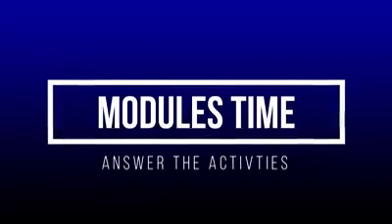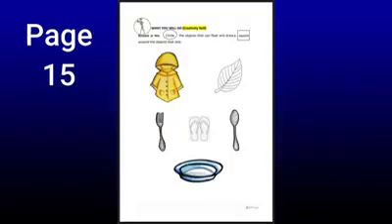Time now to go to your modules. On page 15, bilugan mo ang mga object na buoyant or pwedeng lumutang. Yung mga object naman na more dense at pwedeng lumubog, ikulong mo naman sa drawing na square or rectangle.